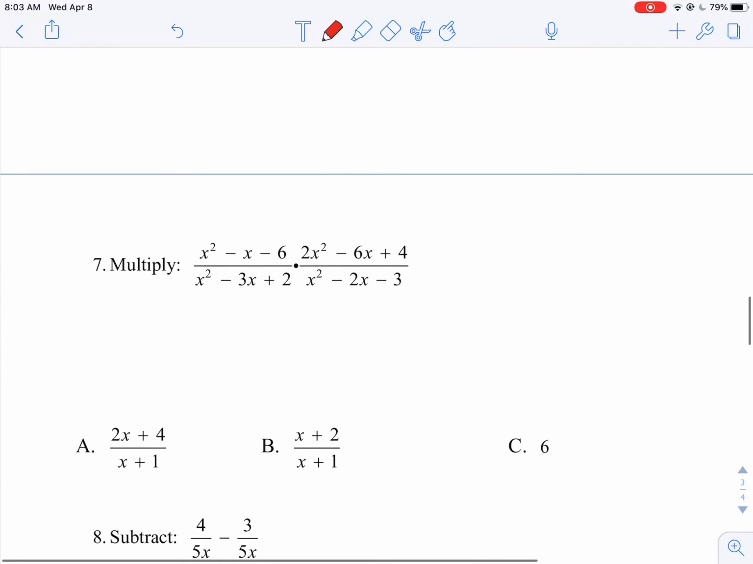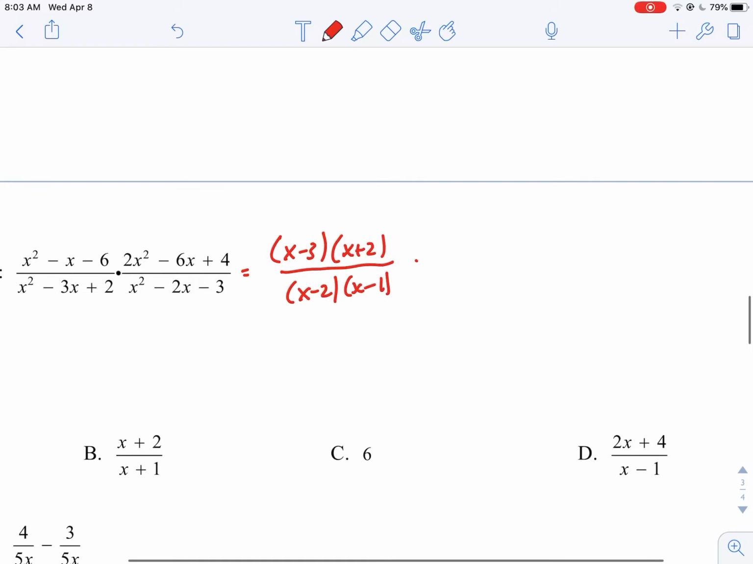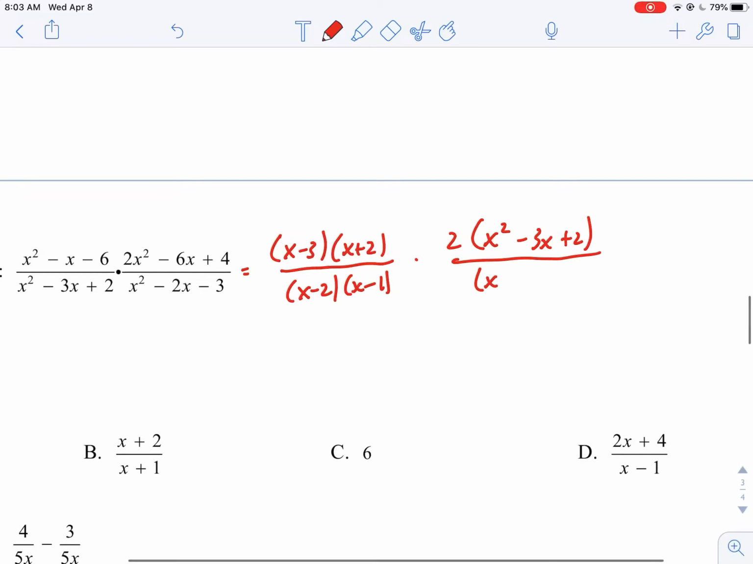So we've got a multiplication problem here. Pretty straightforward. The pain in this one is that we do have a lot of factoring to do. So the top left I'm factoring into an x minus 3 and an x plus 2. The bottom left I'm factoring into an x minus 2 and an x minus 1. The top right has a GCF, which is nice. I'm going to go ahead and pull that out. I've got an x squared minus 3x plus 2. That will factor further. And the bottom right does factor into an x minus 3 and an x plus 1.